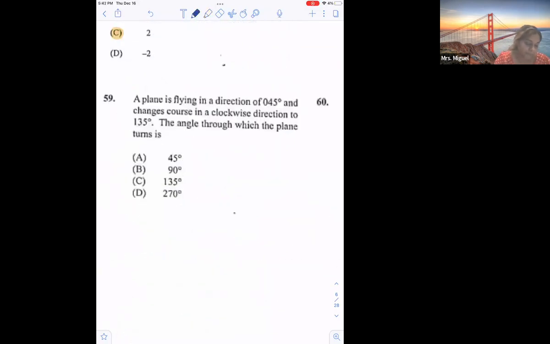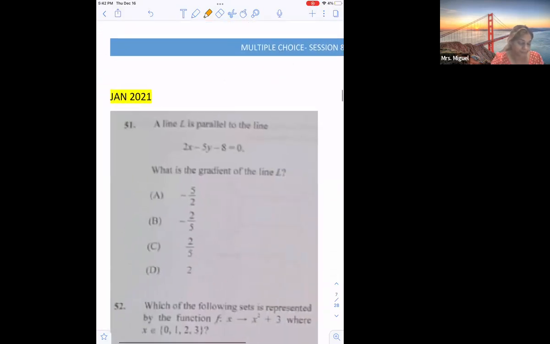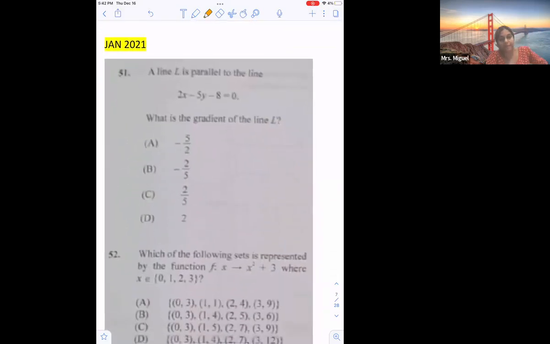We have a plane flying in the direction of 45 degrees and it changes in an anti-clockwise direction to 135. So here's 45 degrees and here's 135. The angle that it changes is 90 degrees, which is the difference between 135 and 45. And there was no question 60 for that one.